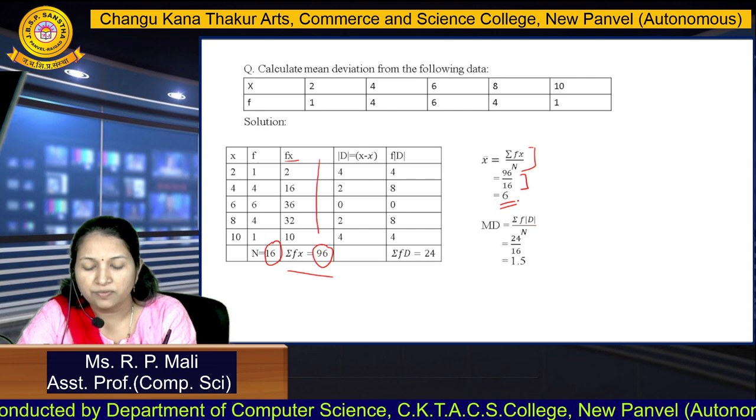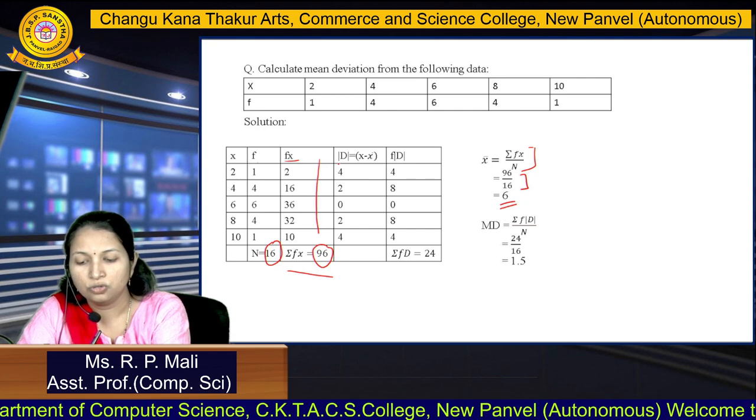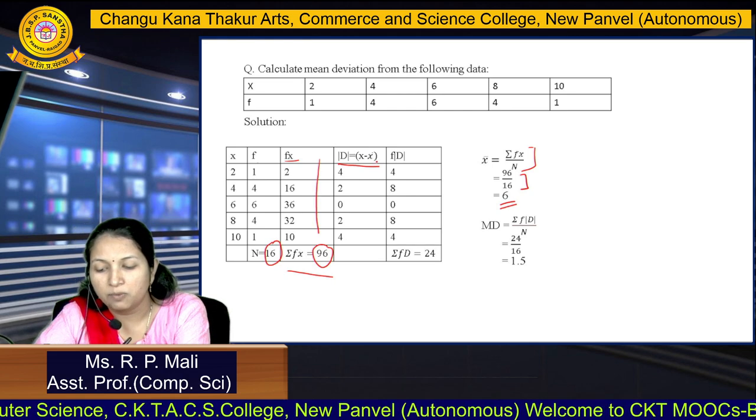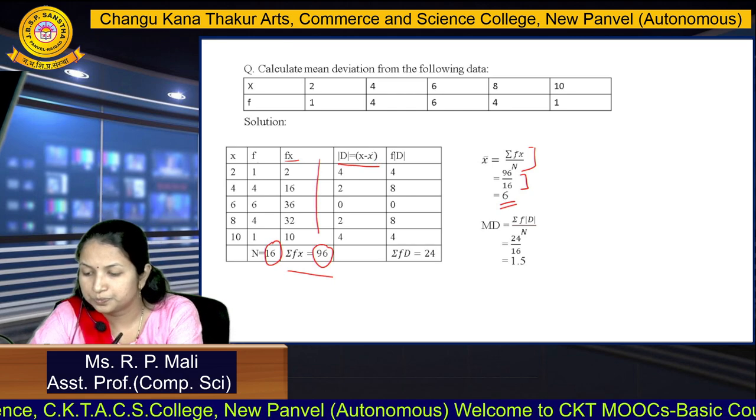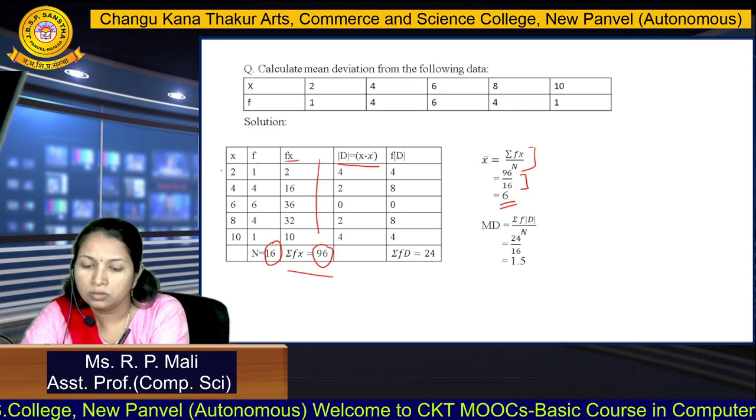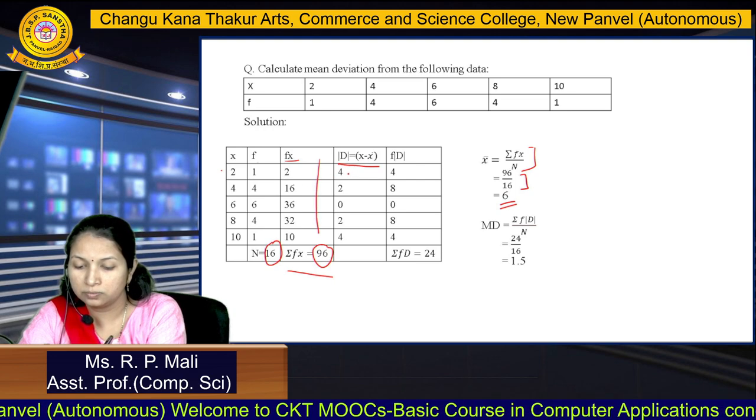The mean is equal to 6. After finding the mean, you find the deviation. Deviation is equal to x minus x bar. Your x bar is 6. These are your x values. So, 2 minus 4 is what? Sorry, 2 minus 6 is what?